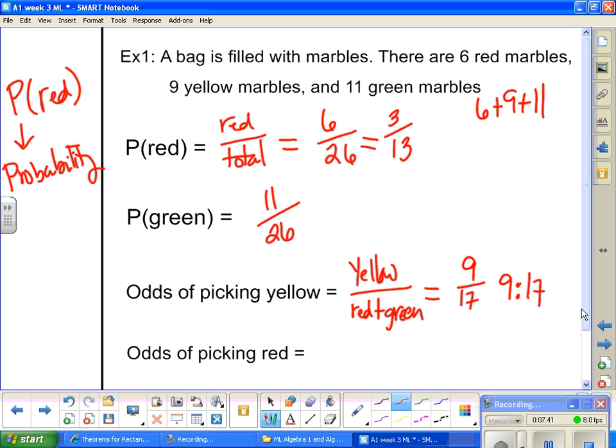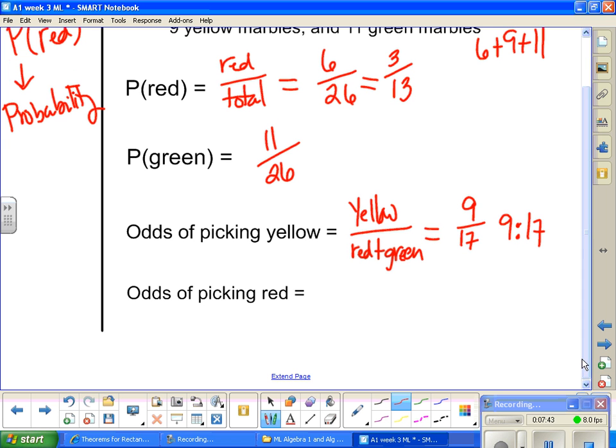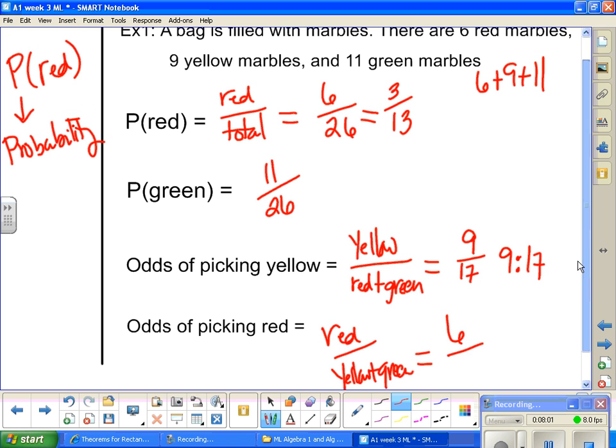Like this. And the next one, I'm picking a red, so remember we want red over, and then what we don't want is yellow plus green. So red is 6, and yellow plus green, there's 9 plus 11 is 20. We can reduce this to 3 over 10, and you can write it as a ratio, 3 to 10.